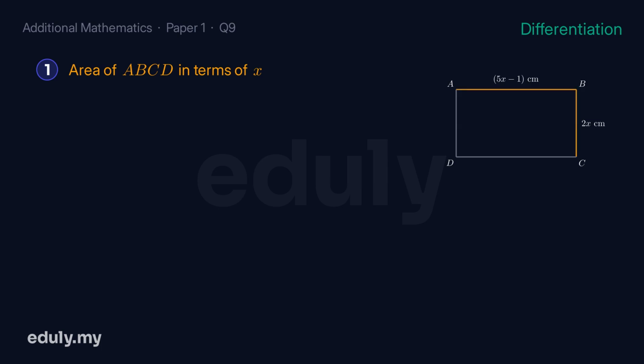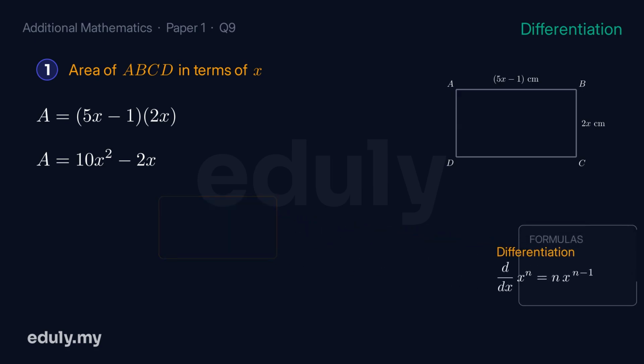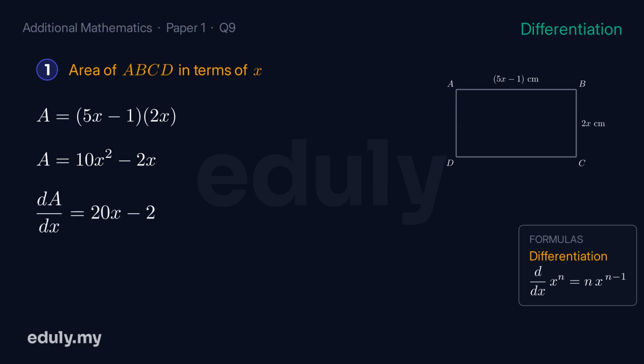Step 1. Write the area as a function of x. Area is length times width, so 5x minus 1 times 2x. Expanding the brackets gives 10x squared minus 2x. Now we differentiate using the power rule. Bring the power down, then drop the power by 1. That gives the rate of change of area, 20x minus 2.